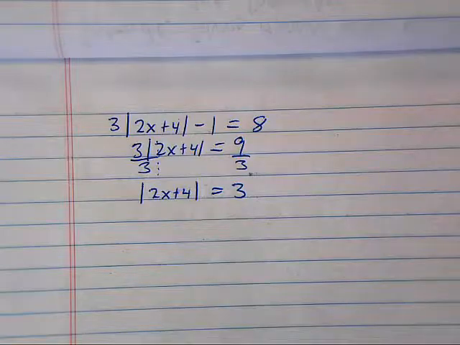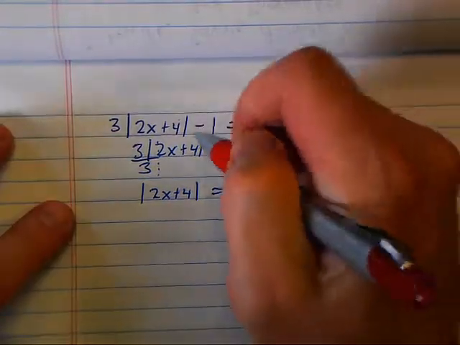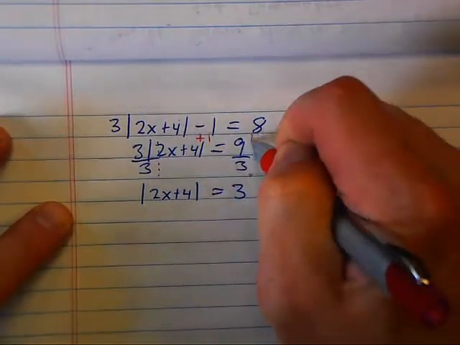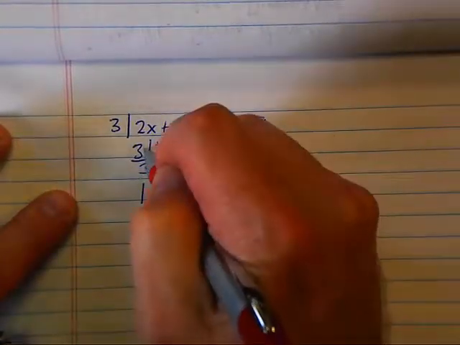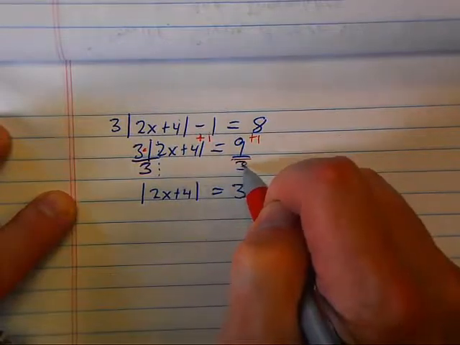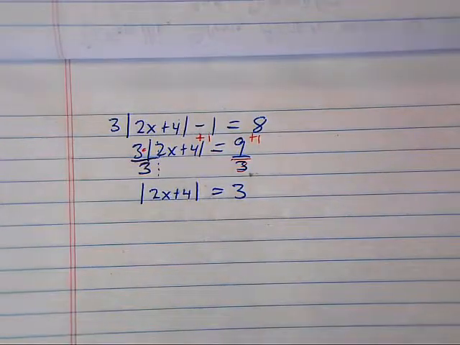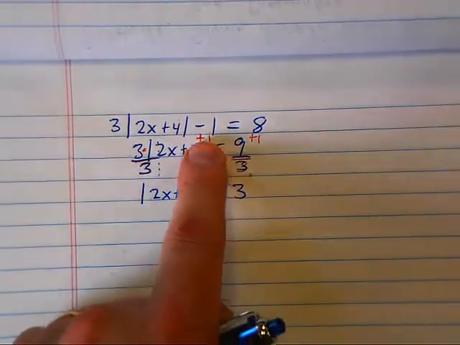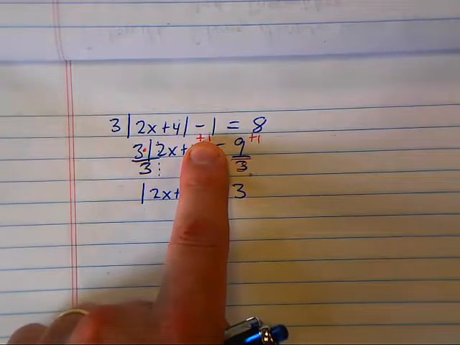I divided by 3. So I added 1 at the beginning to get rid of this 1, and that gave me the 9. And then this 3 was a multiply, so to get rid of the 3, I had to do a divide by 3. No, because I'm adding it to both sides. Over here, the 1 cancels with the negative 1.